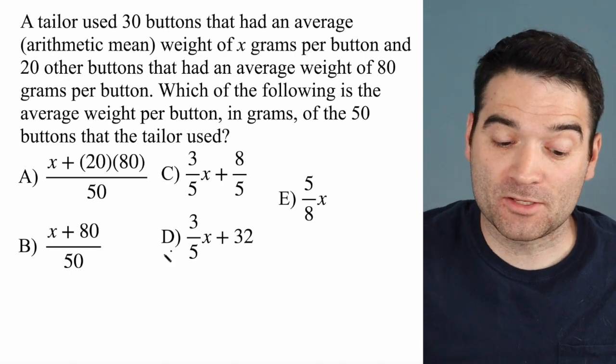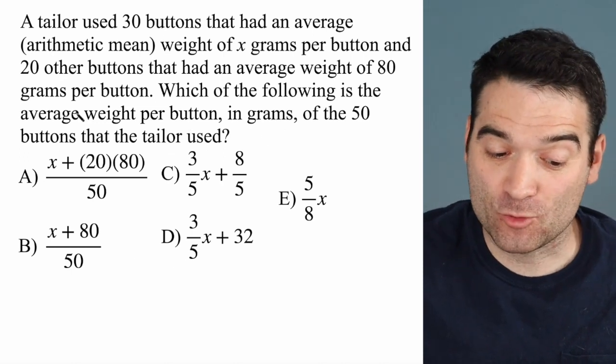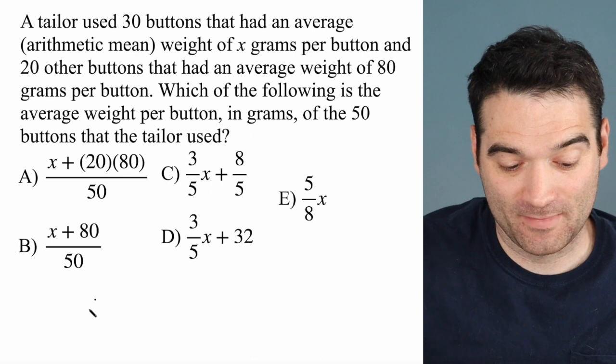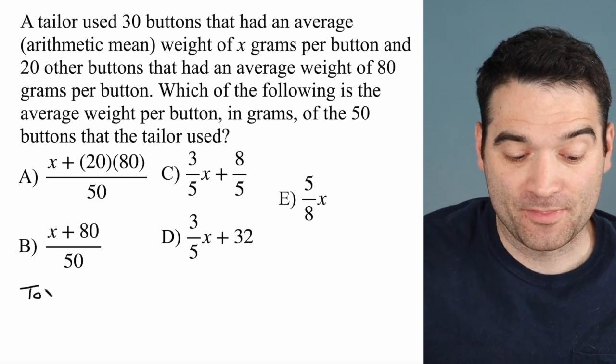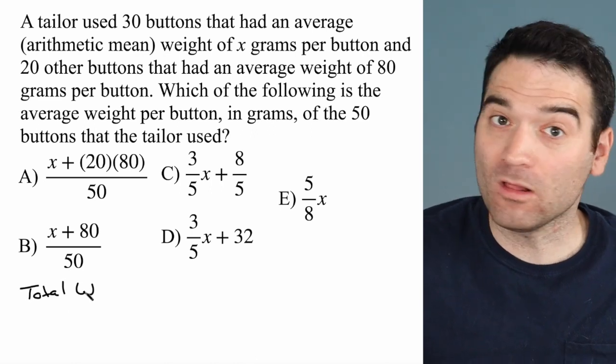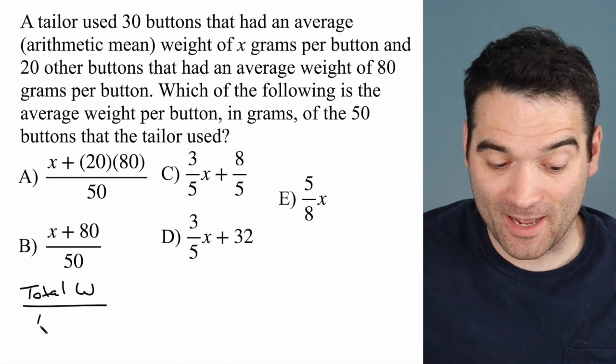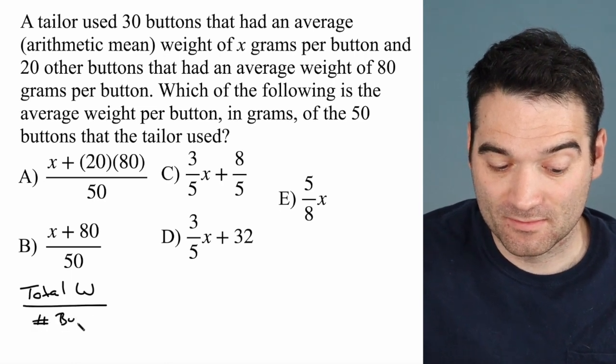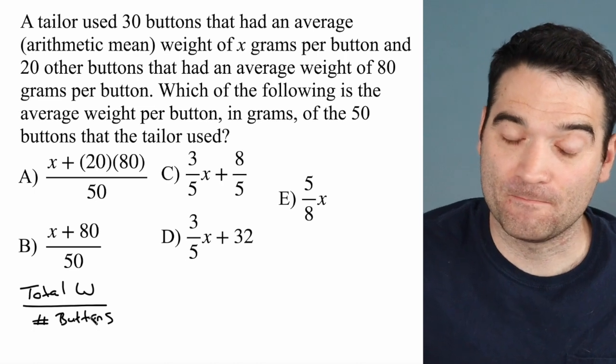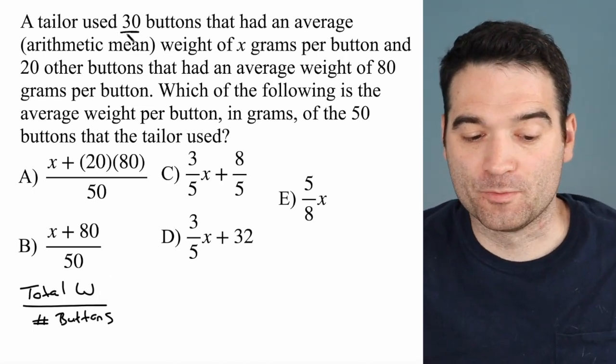All right, well, let's talk about the average weight. The average weight per button is just going to be the total weight of all of the buttons divided by the number of buttons, right? In this case, 50. So let's start with this group of buttons over here.